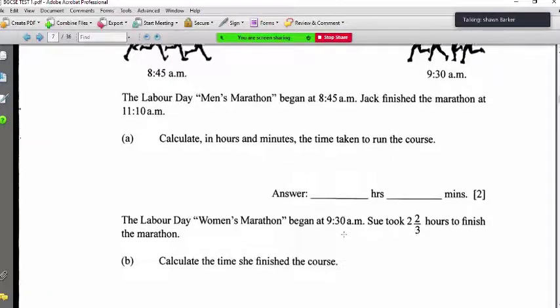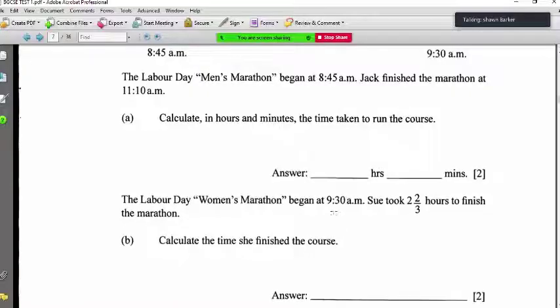This one is a little bit more challenging. The Labor Day Women's Marathon began at 9:30 a.m. Sue took 2 2/3 of an hour, or 2 2/3 hours to finish the marathon. Calculate the time she finished the marathon. Okay, so for this problem, we need to know what 2 2/3 of an hour is. What is that in terms of an hour?